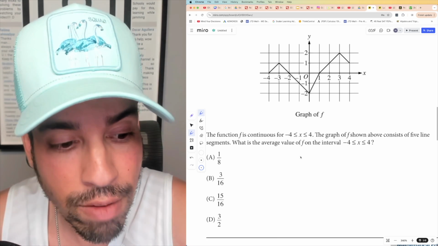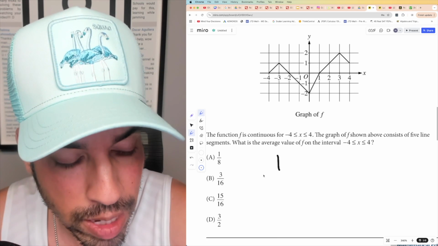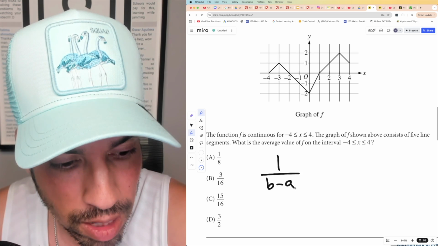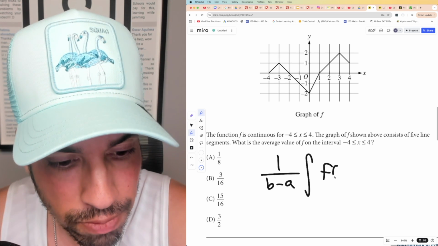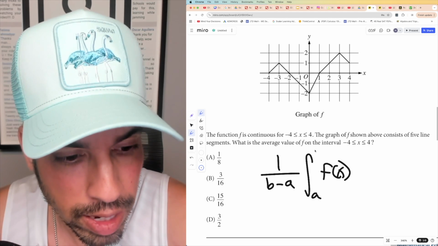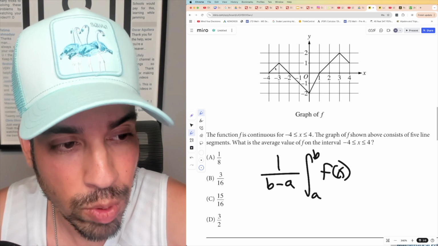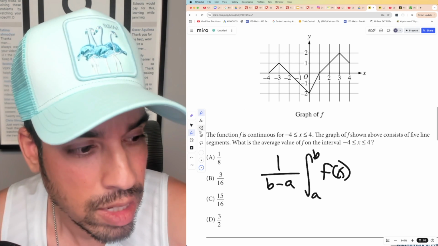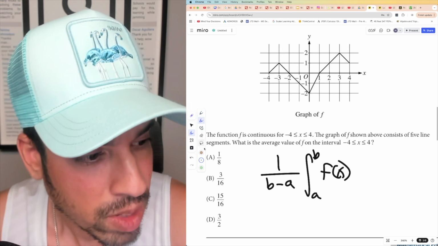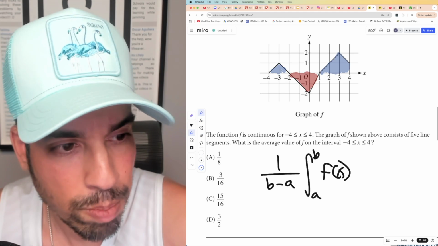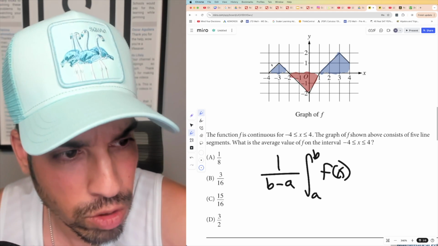So when we're trying to get average value of a function, the formula for average value is 1 over b minus a times the integral of the function from a to b. So the integral here is going to be the area between the curve and the x-axis. So let's first look at this area. The blue regions are positive, the red regions are negative.